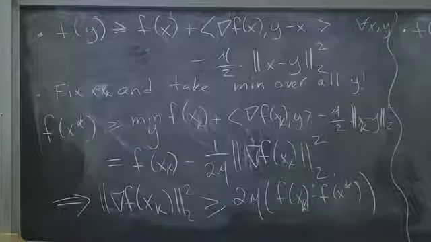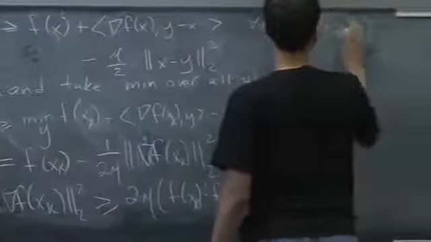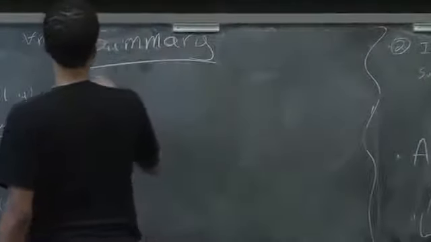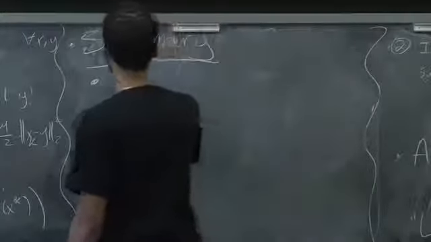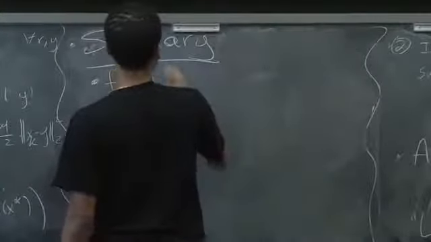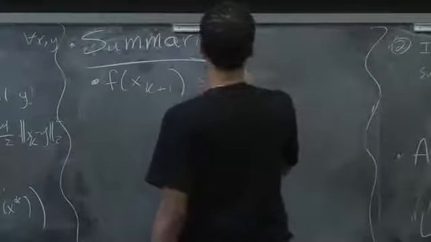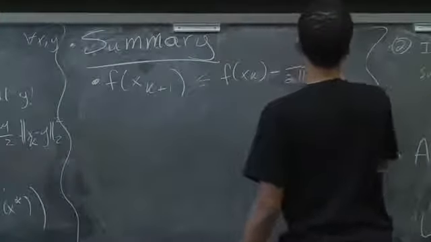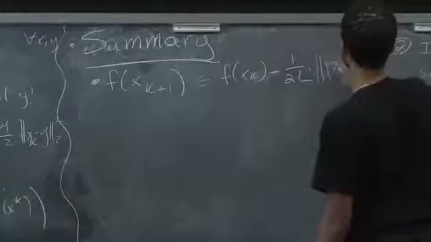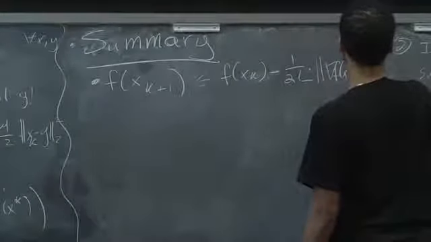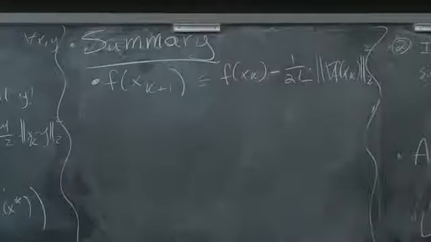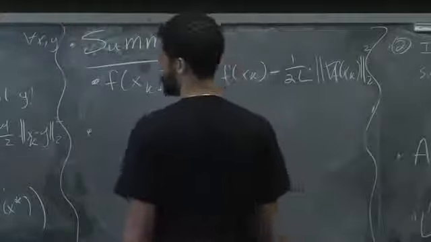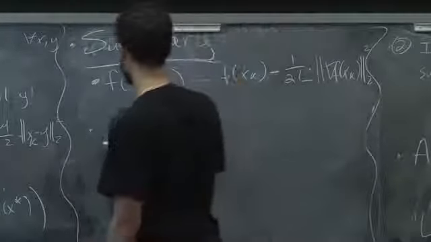So on the one hand, what do we know? So, summary. We know from up there that f of x k plus 1 is at most f of x k minus 1 over 2L times the squared norm of the gradient. This is the gradient at xk. And we also know the gradient at xk is not too small.